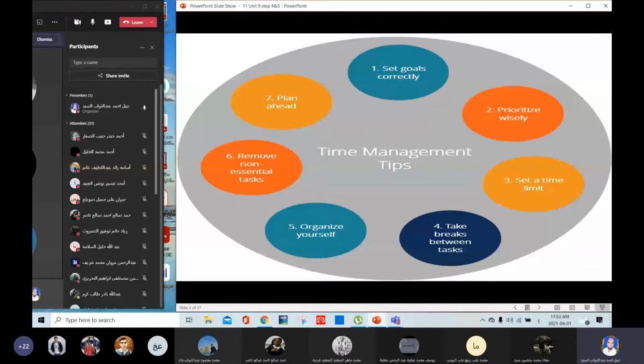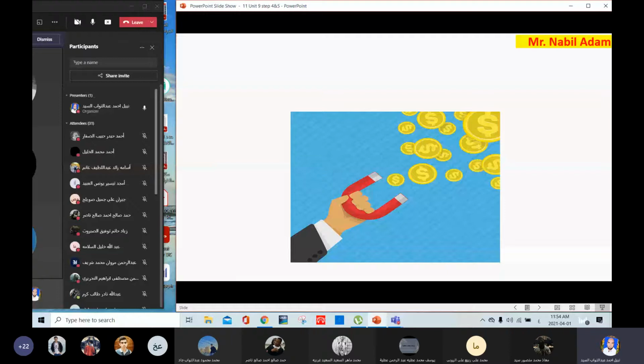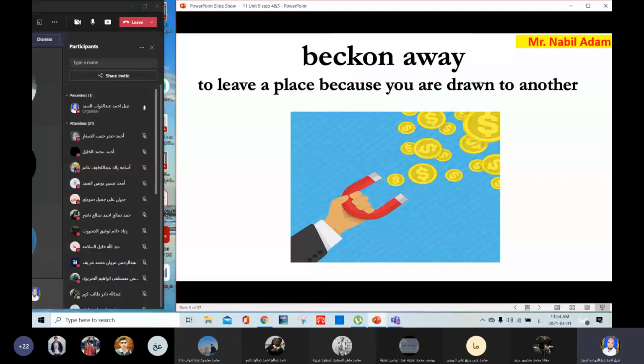Okay, let's learn some of the new words today. The first one: beckon away. Beckon away means to leave a place because you are drawn to another; desert, leave. It's a phrasal verb, a verb with a preposition. Many villagers are being beckoned away from their villages to the city life. They were forced to leave their villages for the city life.